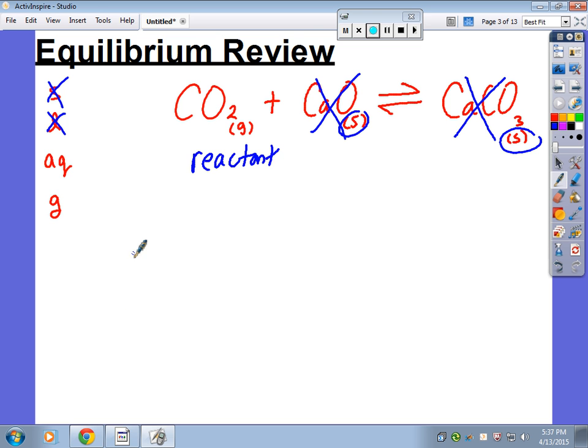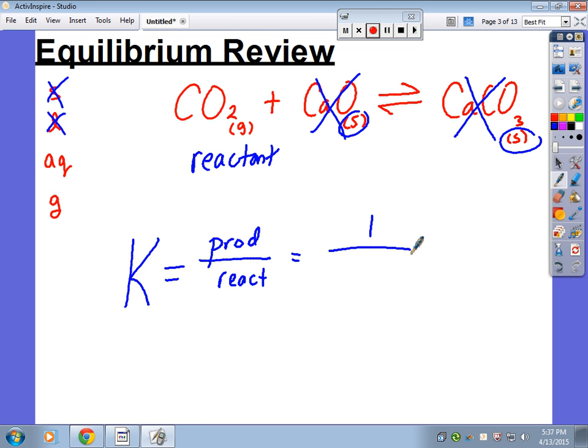So what do I do if I write an equilibrium expression? K equals products over reactants. And therefore, I'm going to put a 1 here because this is a constant, right? This is just 1. It's one thing that's there. I don't include this at all. I could put a 1 there if I wanted to. That's why it's a constant. That's why I cross it off.